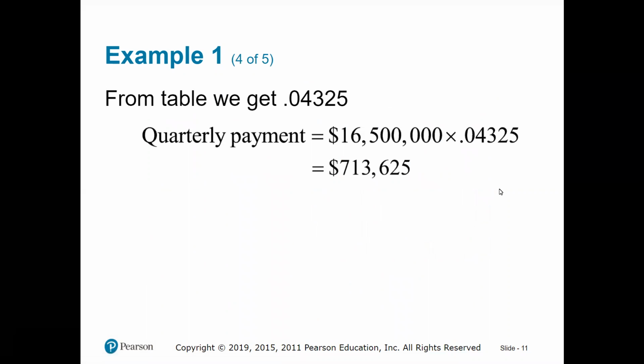All right, from the table, we get 0.04325. So for quarterly payments, you're going to take the future goal, the future value, times the number from the table. So they need to make quarterly payments of $713,625.